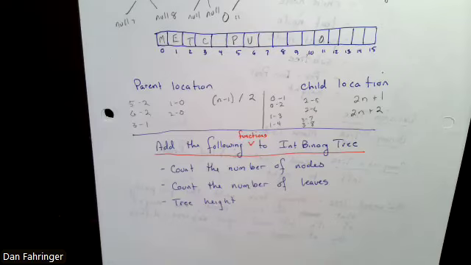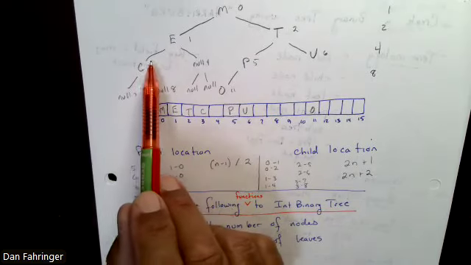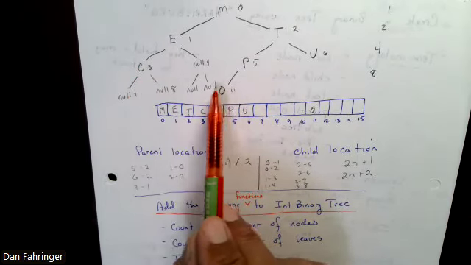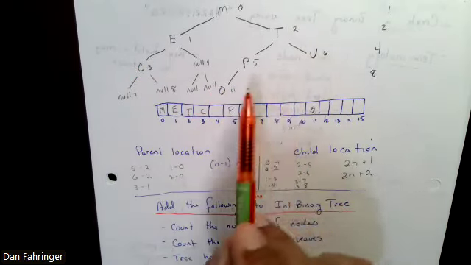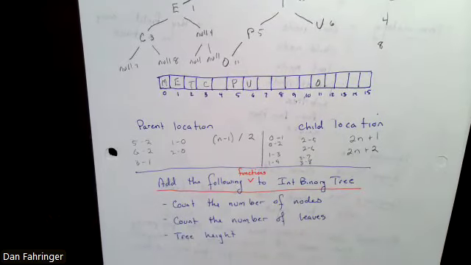How would you count the number of leaves? What do we know by definition a leaf is? How many leaves are there here? Here's a leaf. Here's a leaf. Here's a leaf. C, O, and U are leaves. How are they determined to be leaves? Because their children are both null. Correct. And a third one, if you get to it.